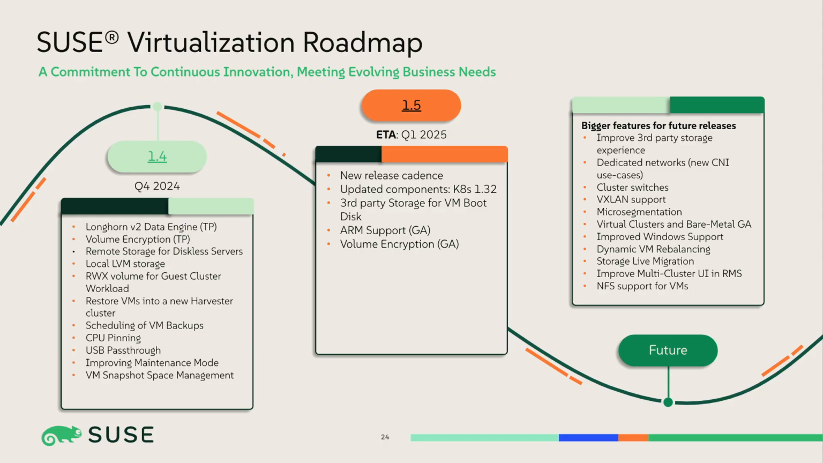Dedicated networks, new CNI use cases. With SUSE Virtualization at the moment, the networking aspect is probably the least mature, in my opinion. Everything runs through Multus as a CNI.